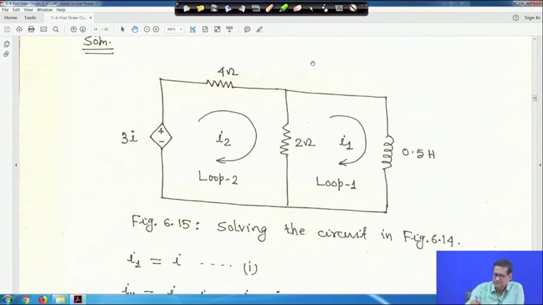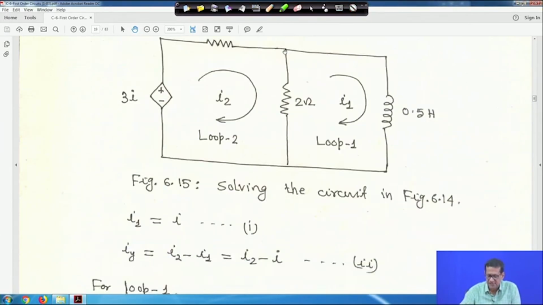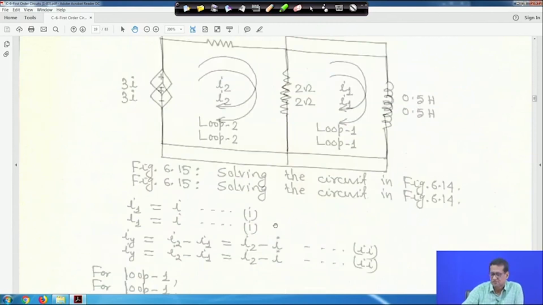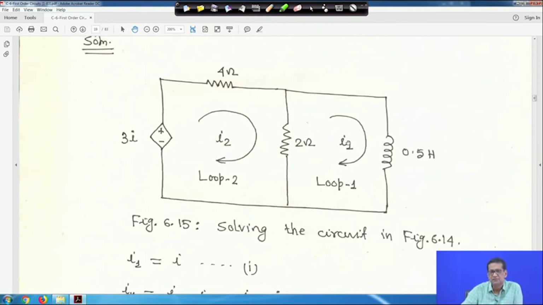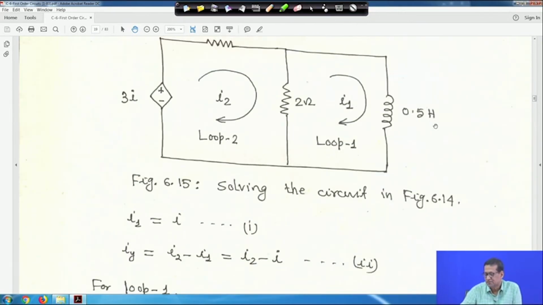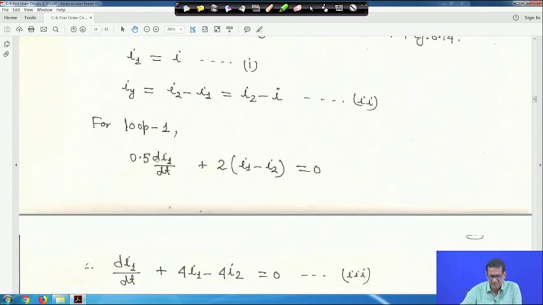So, next, if you look into this, you apply KVL here first. Whatever I have given, I1 is equal to I, and I2 minus I1 is equal to I2 minus I. So, here you apply KVL in this loop. If you do so, then you will get, it is 0.5 Henry given, so L into di1 of dt, so it is 0.5 di1 upon dt.